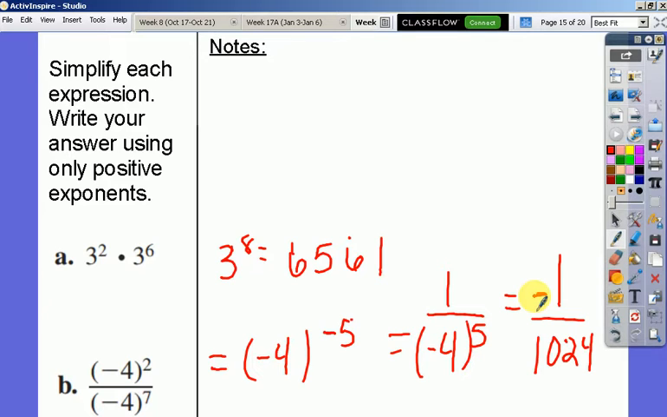Now, the other way you can think about this is you can say, I'm just going to subtract the 2, and whichever one is bigger in terms of the exponent, that's what's going to maintain that base. So here, the denominator is larger. So 7 minus 2 is 5. I'm going to keep the base in the denominator, okay? So that's another way to think about it.